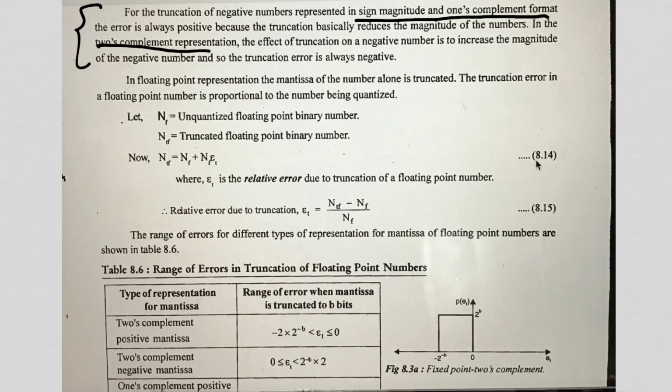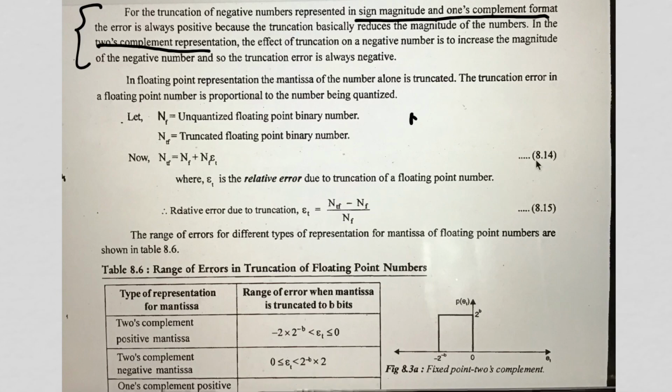So 1's complement and 2's complement differences must be known: in which case it is positive, in which case it is negative. In floating point number representation, the mantissa of the number alone is truncated. So the truncation error of a floating point number is proportional to the number being quantized. Let nf be the unquantized floating point binary number, and the truncated floating point binary number is ntf. So the error will be represented in this case as follows.